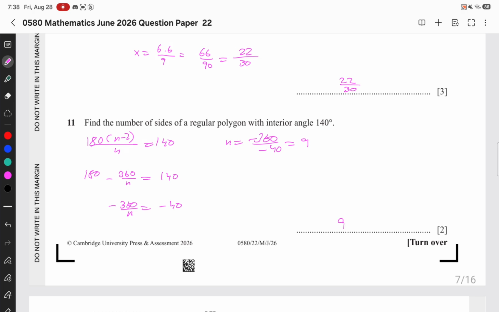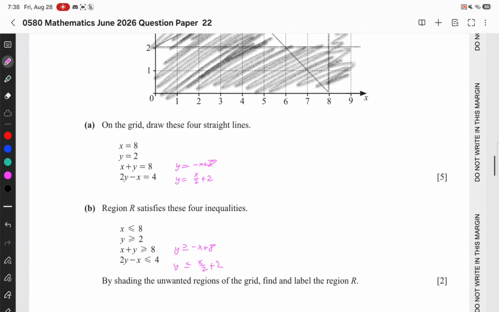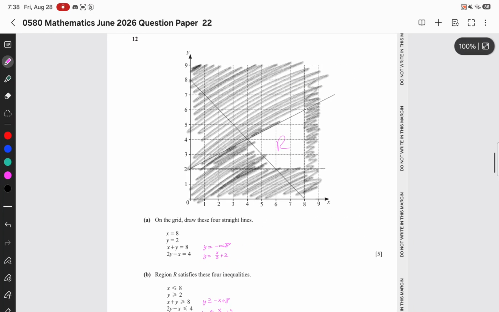11 or 15, correct answers only. Can it allow 22 over 3? Yes, nice. Or equivalent, 9. This is, yes. Yay.